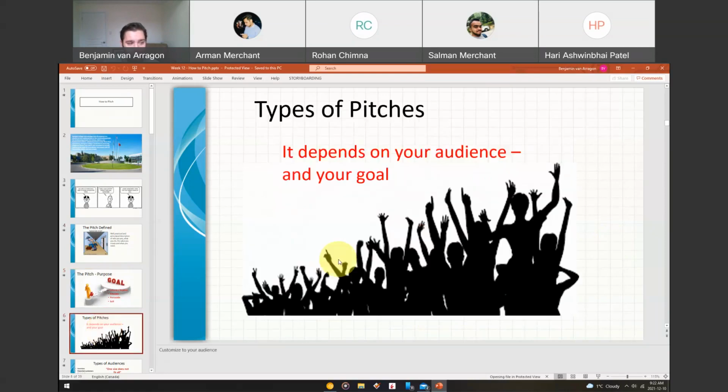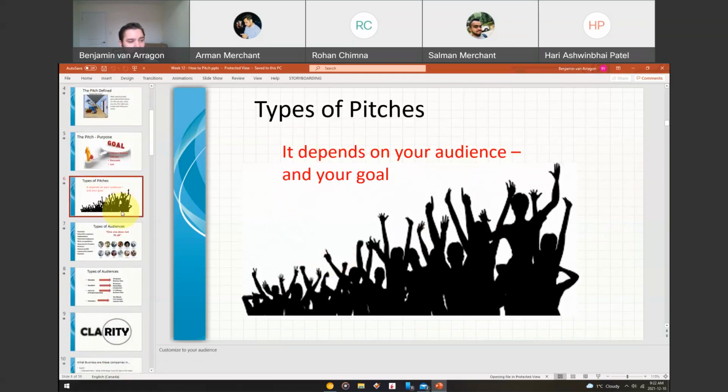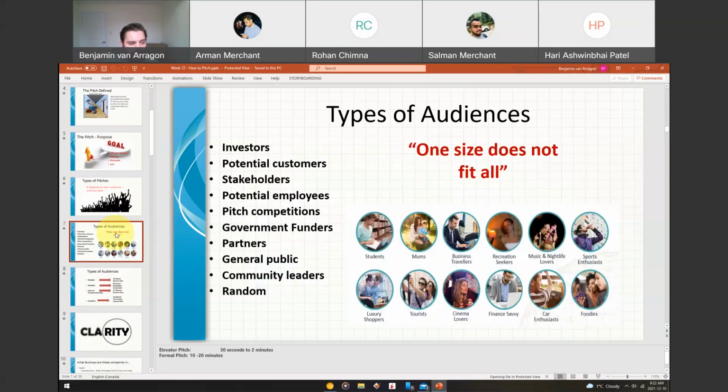Okay. There's different types of pitches. So depending on who you're talking to, you might be talking to an investor, you might be talking to a customer, you might be talking to government funding or general public, right? If you're just pitching an app that's going to be used by everyone in the general public, community leaders or just random people. You can see just groups of people right here. Maybe your app is for car enthusiasts. Maybe your app is for business travelers, right? One size does not fit all. So remember, with your elevator pitch, it needs to be 30 seconds to 2 minutes.